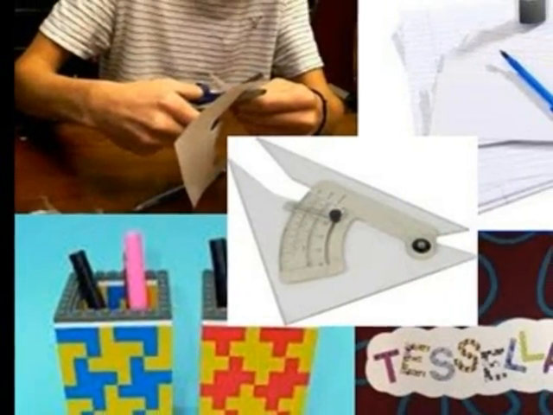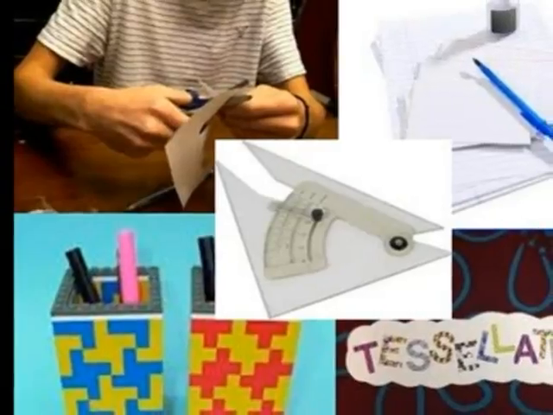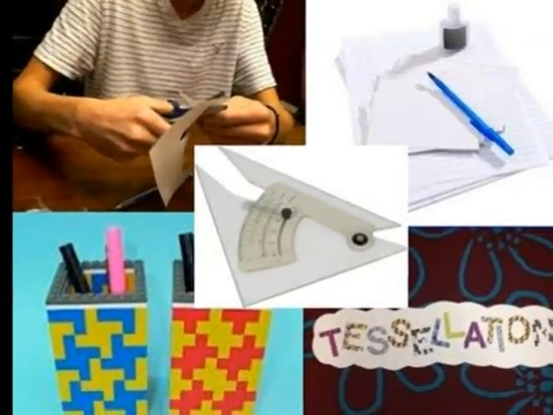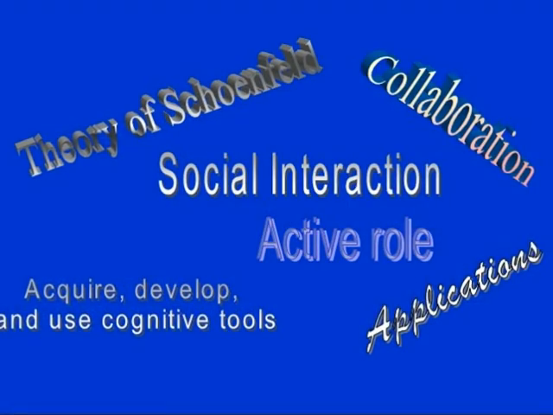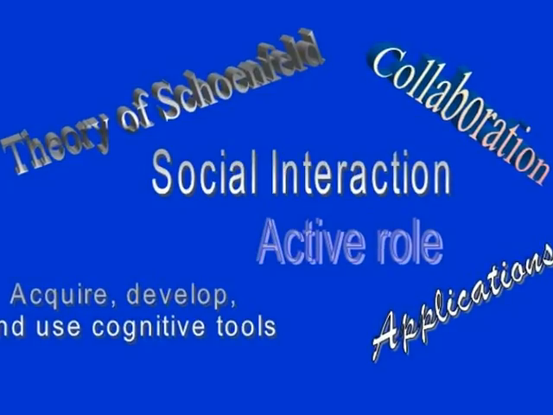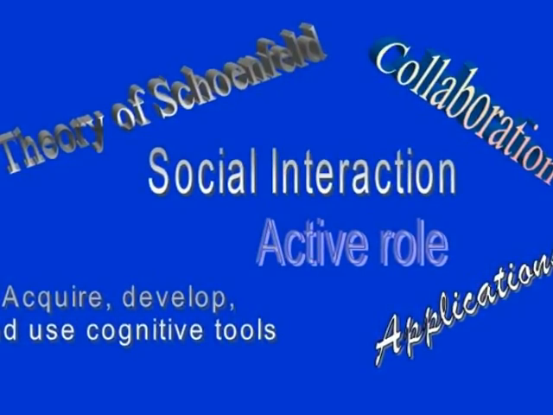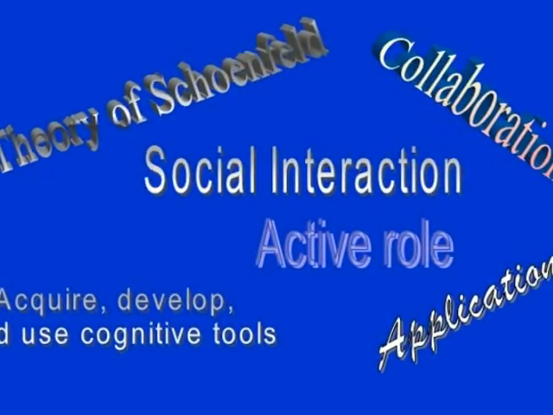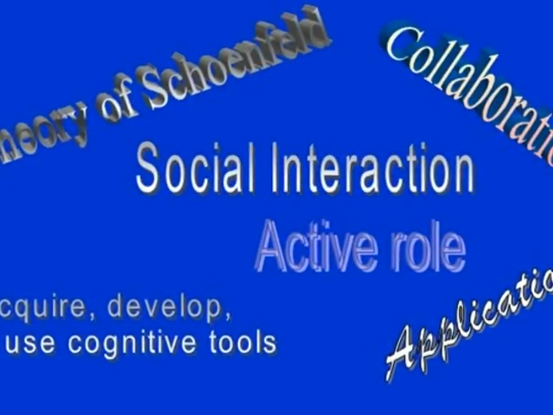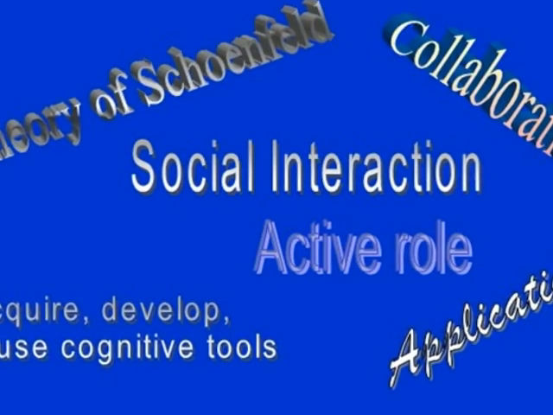Simulating the experience for her learners is just what she wanted to do. Let's start creating tessellations, she says. Social interaction is a key component of situated learning. Students will acquire, develop, and use cognitive tools. They'll be active participants. There are many theories that embody elements of situated learning. One is the theory of Schoenfeld.